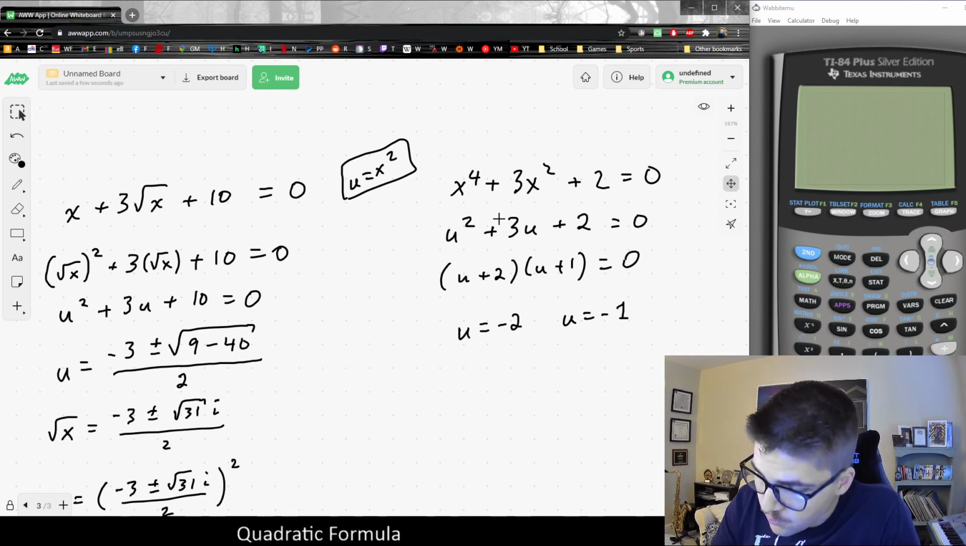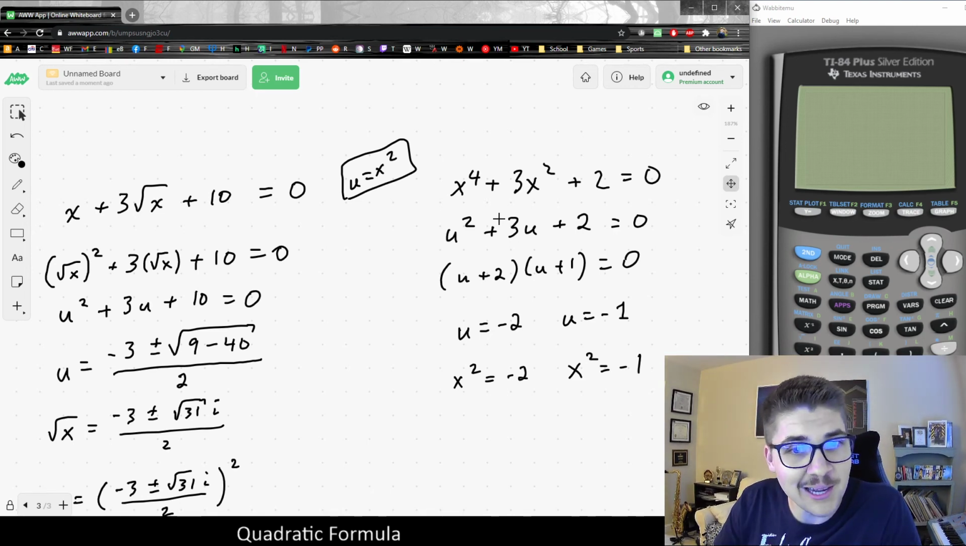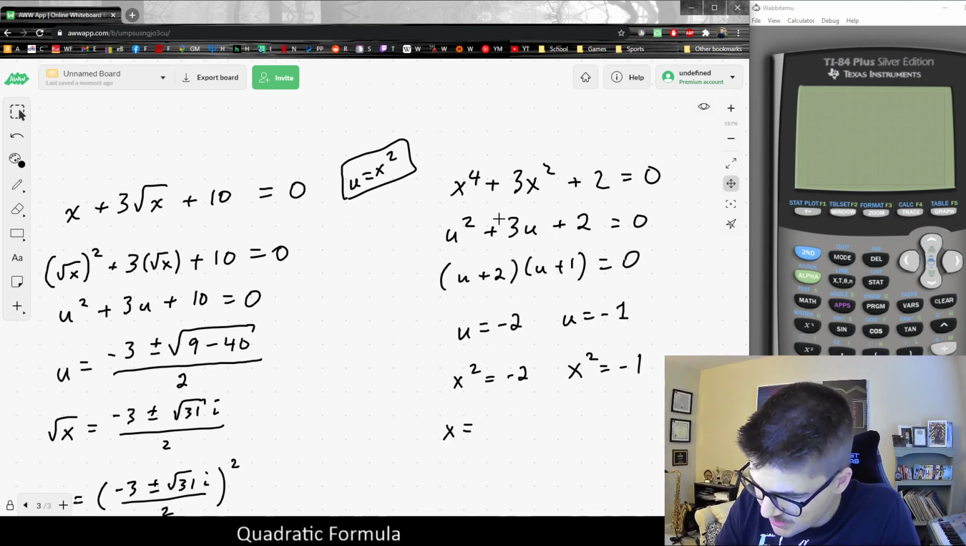So again, reversing the substitution, if I was more careful with my examples, I could have made up ones that had real solutions. But in this particular case, notice that I have x squared is equal to negative 2, x squared is equal to negative 1. And if I apply the square root property to both sides, I get plus or minus the square root of negative 2 and plus or minus the square root of negative 1.